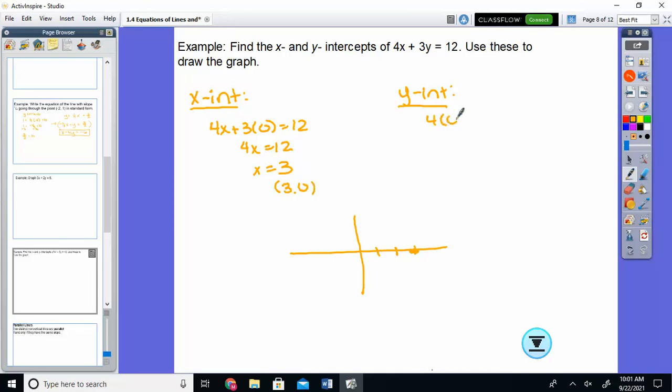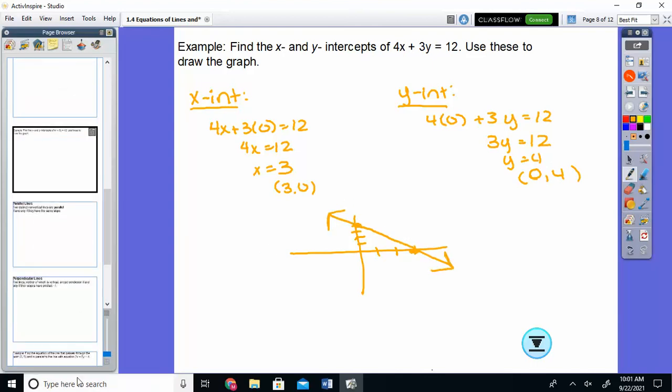Y-intercept, you can think of it as covering up the x or plugging in a 0 for your x. So you get 4. You hit the y-axis at 4. What's the point for that one? What's the ordered pair for the y-intercept? 0, 4. And we can get our line. So just a quick refresher on intercepts and graphing. Is that all right?